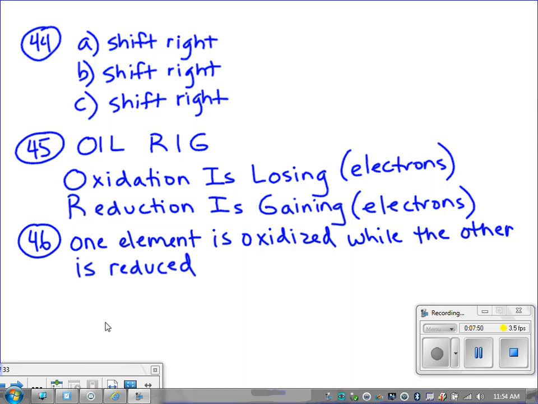45 is the second topic that I'm going to be making a second recording over, and that is oxidation reduction. Just a quick rundown. Oxidation is the losing of electrons, and reduction is the gaining of electrons. So if something loses electrons, it's considered to be oxidized. If something has gained an electron through a chemical reaction, it is said to be reduced. An easy way to remember this is OIL RIG. Oxidation is losing, reduction is gaining. And in 46, one element is oxidized while the other is reduced. Again, I will go through these problems in more detail in a separate recording.